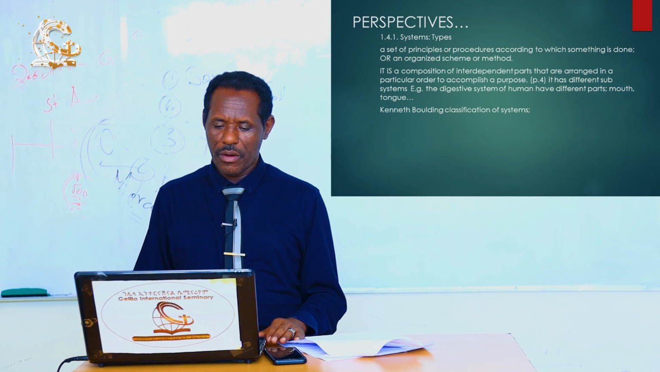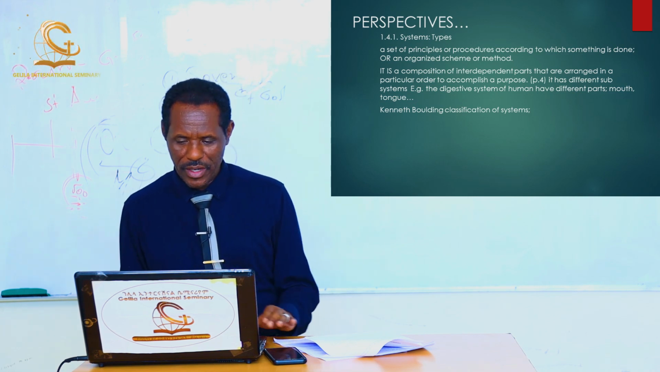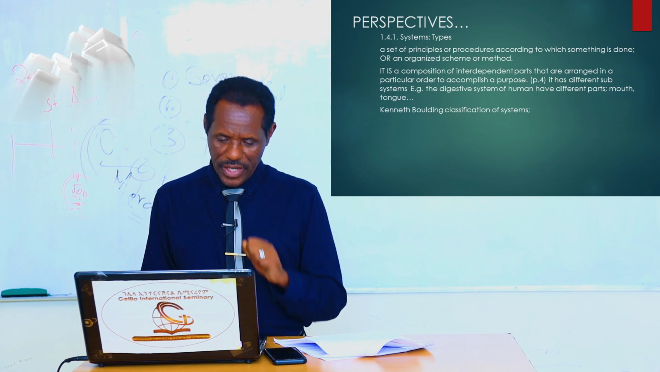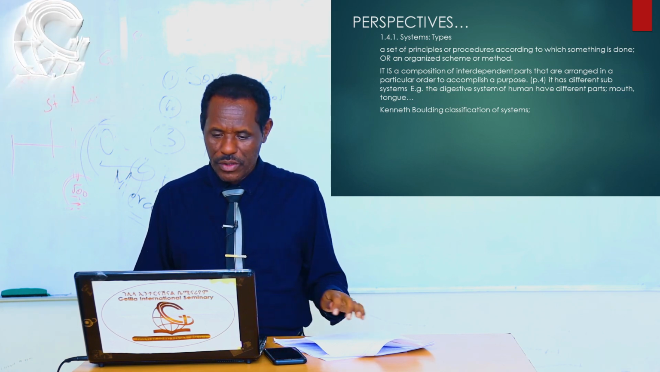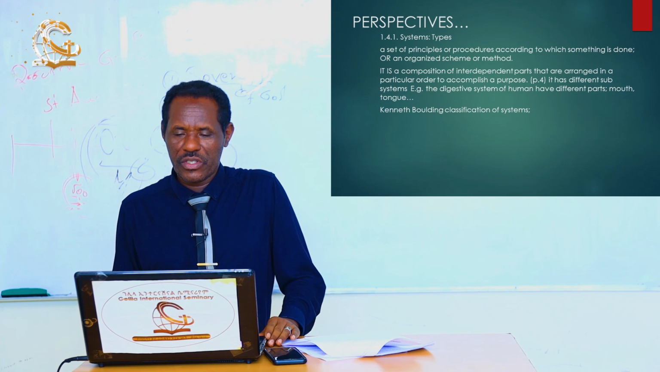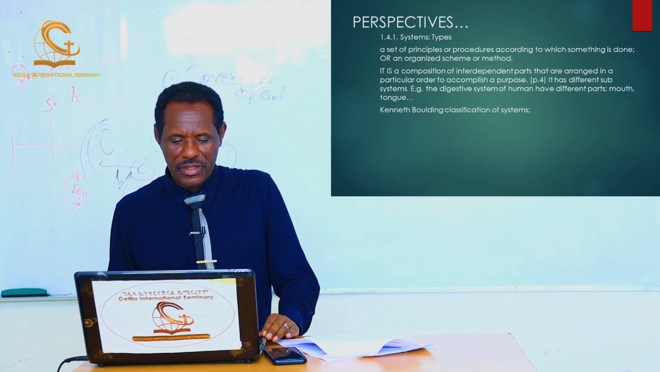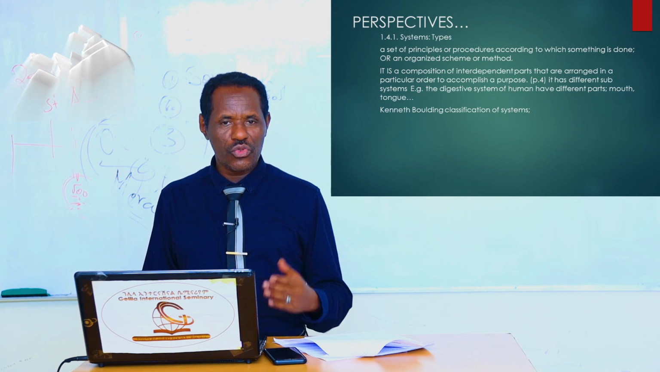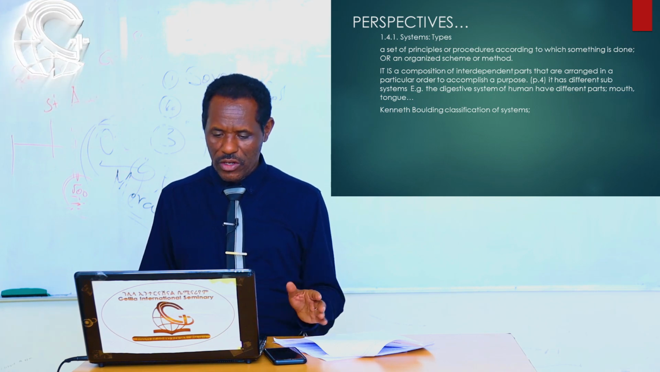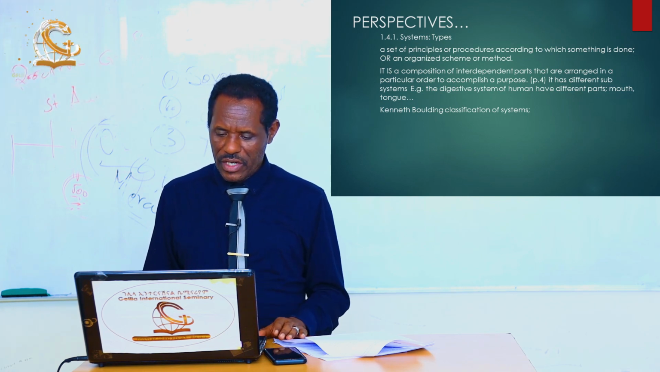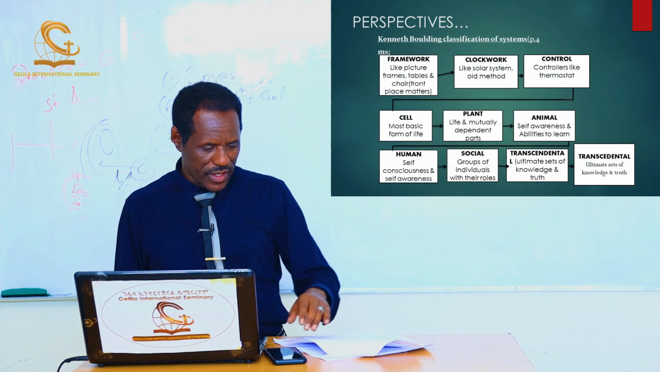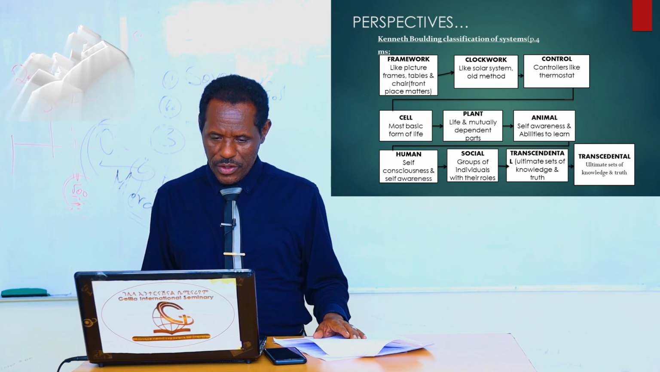A system is a composition of interdependent parts that are arranged in a particular order to accomplish a purpose. See page 4 of your module. There are different systems. For example, the digestive system of a human has different parts: mouth, tongue, esophagus, and so on. Also Kenneth Boulding divided the classification of systems into different parts.